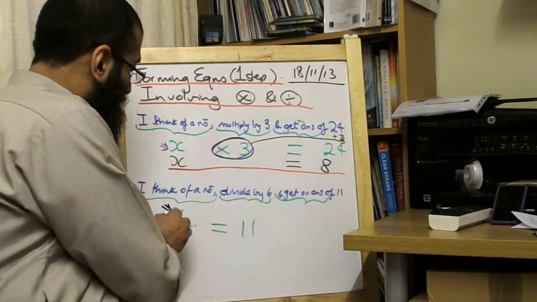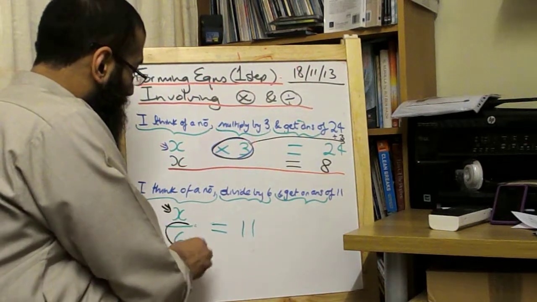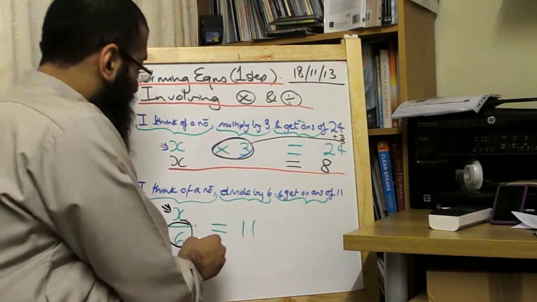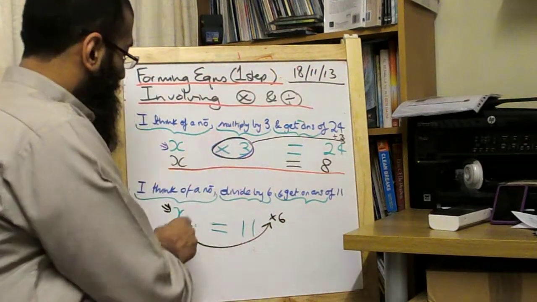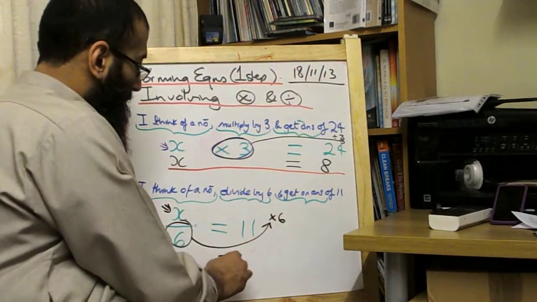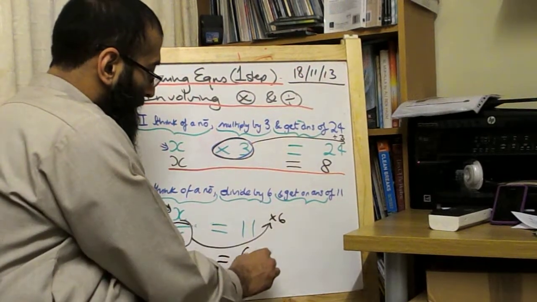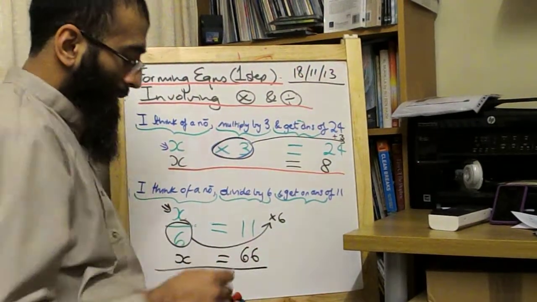We start at the x. X has been divided by 6. And the opposite action of divided by 6, Layla, is? Times by 6. Well done, thank you. Copy the x down, copy the equal down. 11 times by 6 is 66.